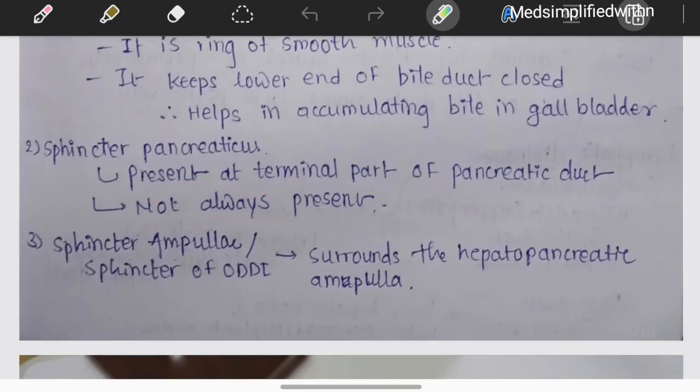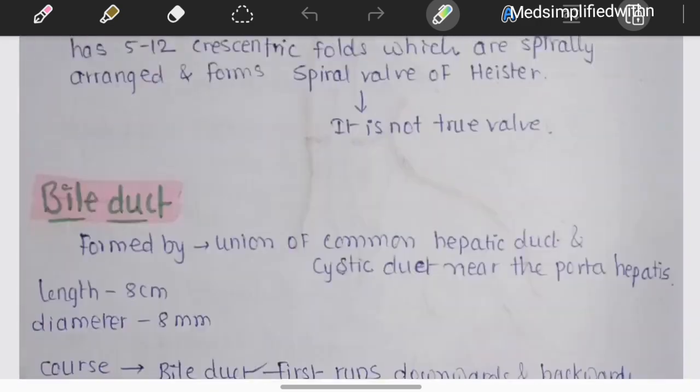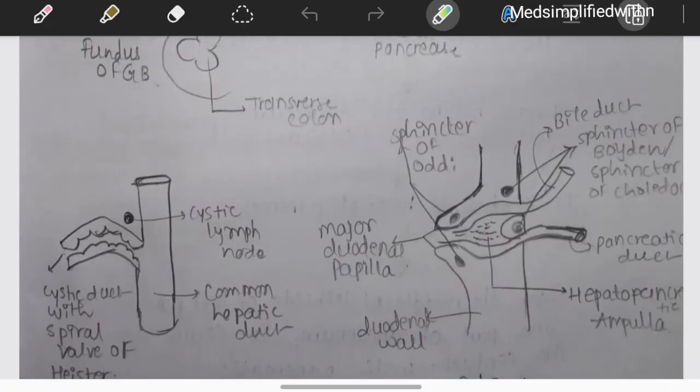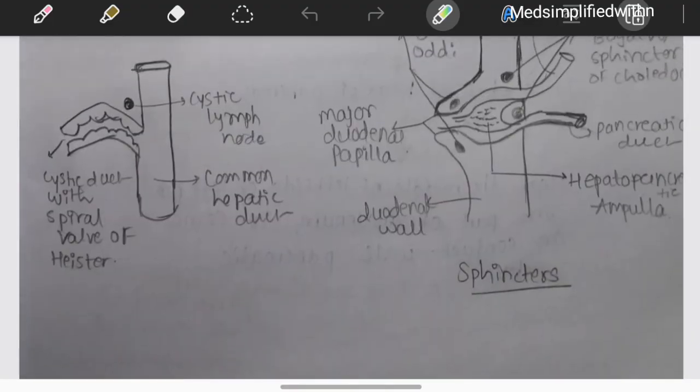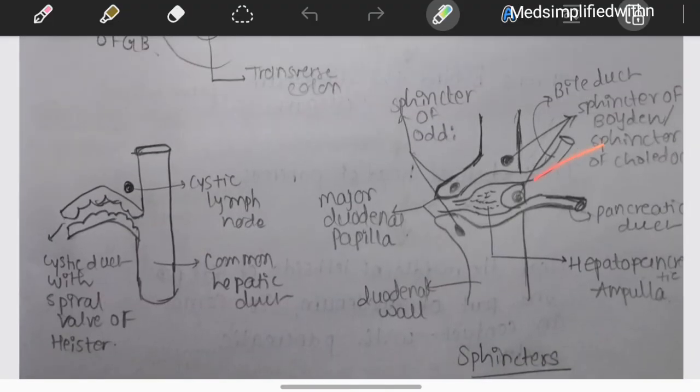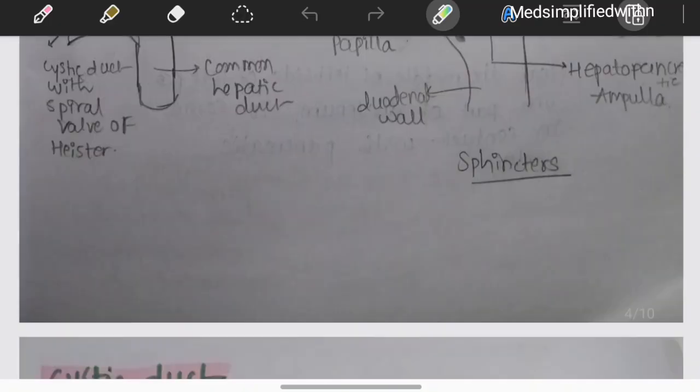In some people a sphincter ampulla will be present, that is the sphincter of Oddi, which surrounds the hepatopancreatic ampulla. See, here are the three sphincters. These two are the sphincters of Oddi, and here is the sphincter of Oddi, the duodenal wall, the major duodenal papilla. This is the duodenal wall.